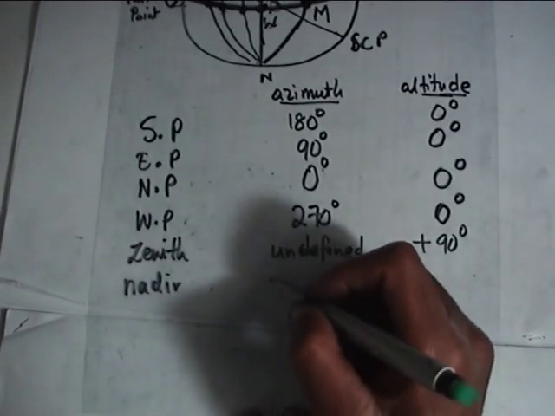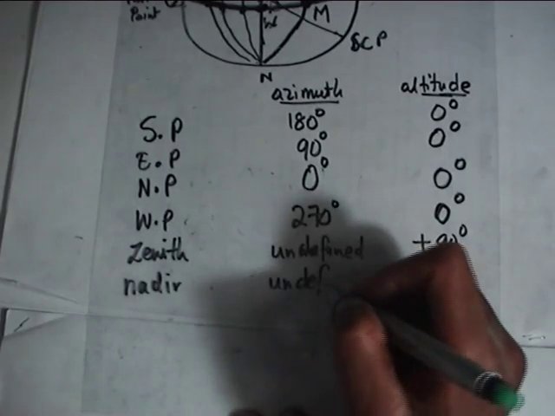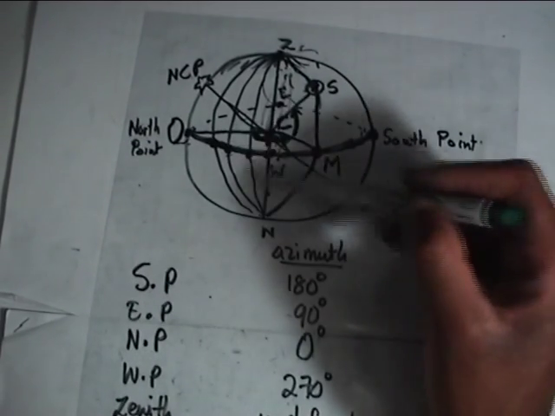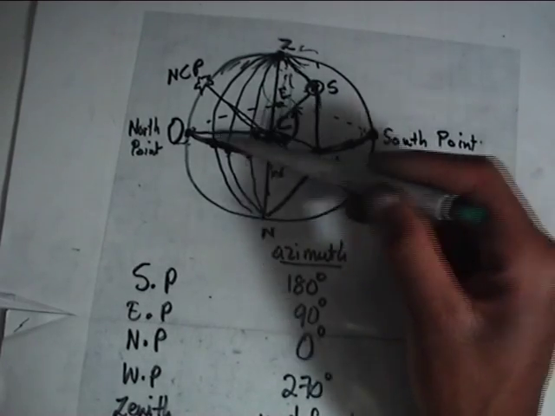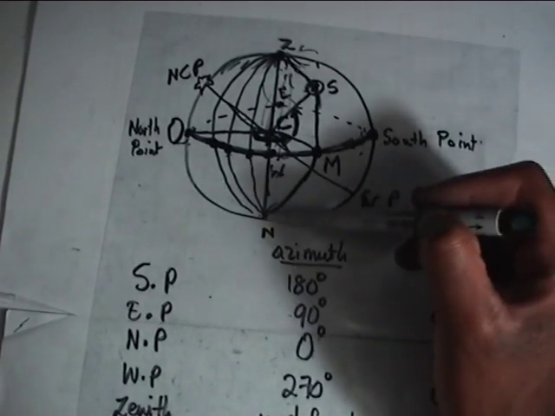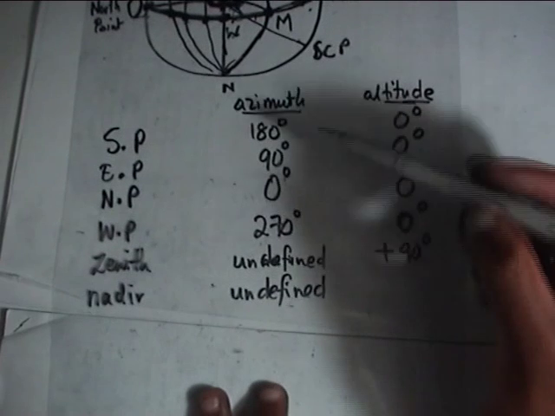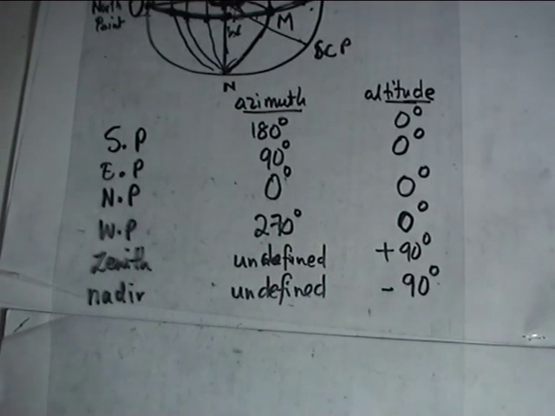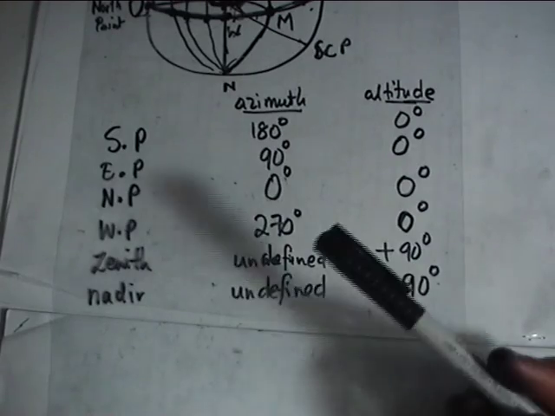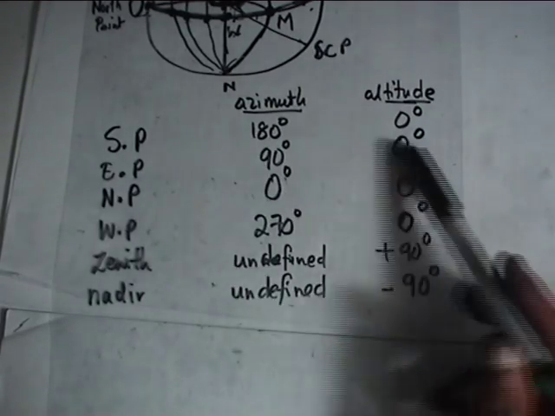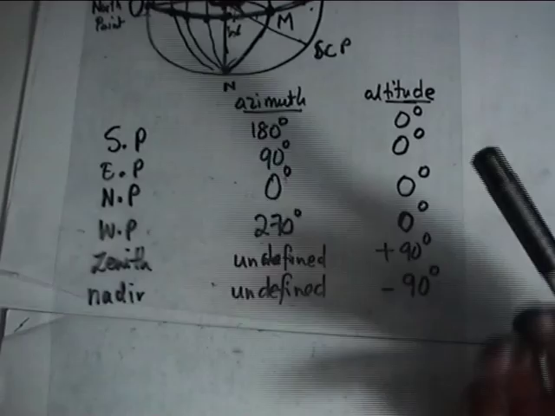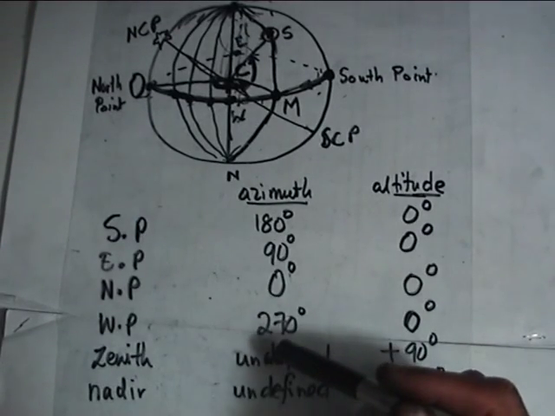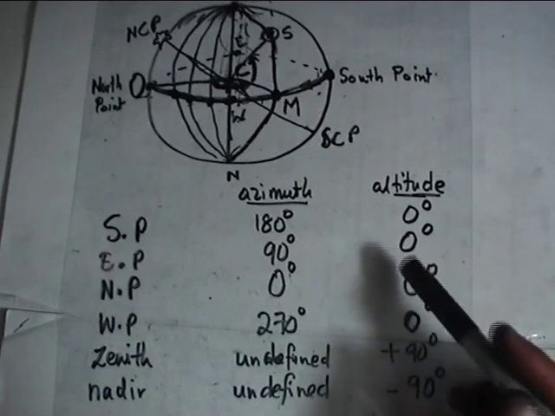The nadir, same applies for the nadir. I cannot define one vertical circle that I can use as the M. I cannot define one. So which means the azimuth is undefined, and the nadir is minus 90 degrees altitude. So I think these can serve as examples of how to find these.